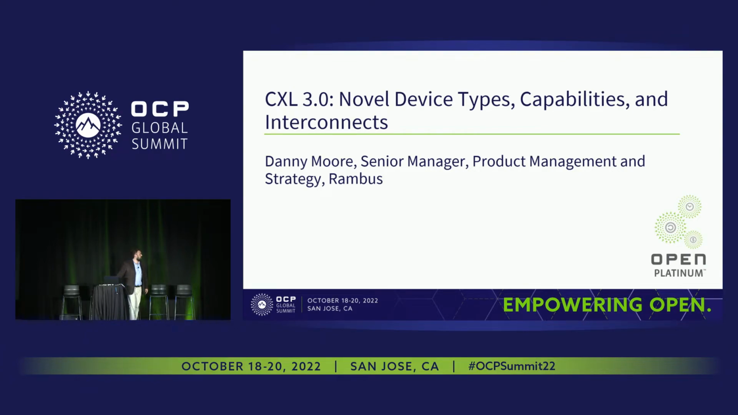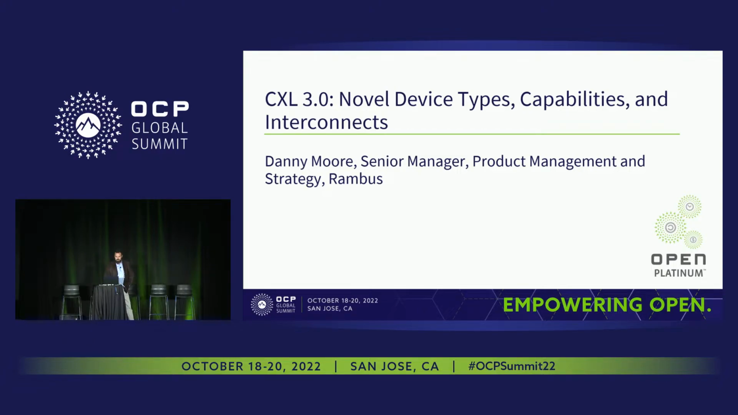My name is Danny Moore. I'm a senior manager at Rambus. I focus on product management and strategy, and we've got a new business unit at Rambus that is primarily focused on CXL. I've been working in the industry for over 20 years, historically mostly focused on PCIe switching and PCIe switch fabrics, and I was lucky enough to be involved in the CXL Consortium from the early days in 2019 to present.